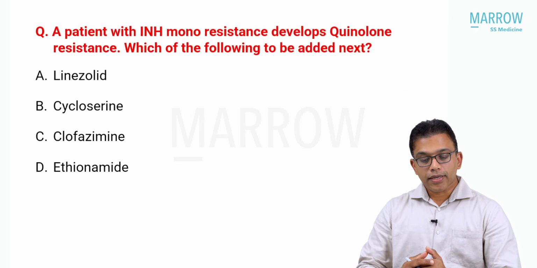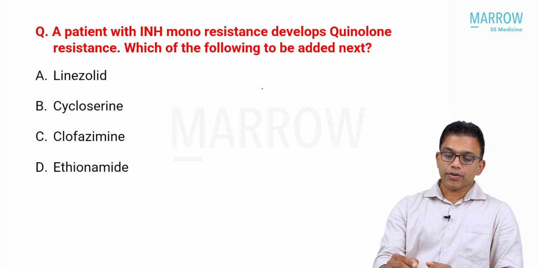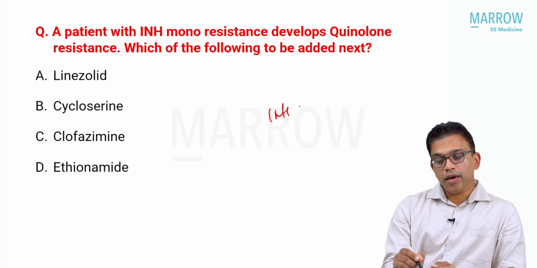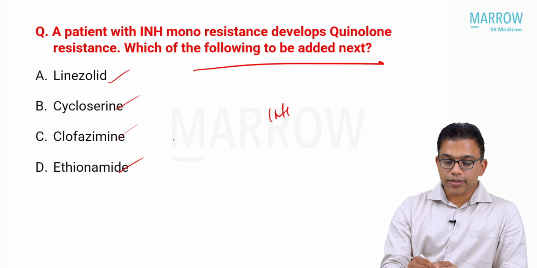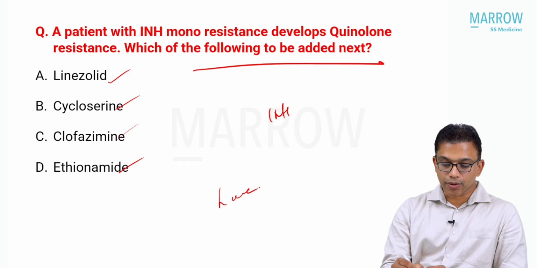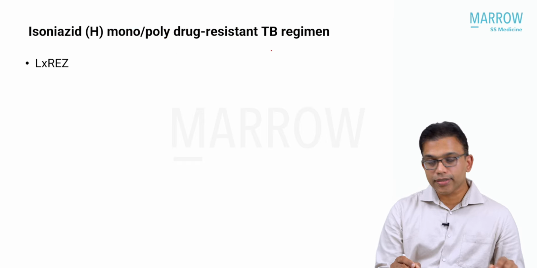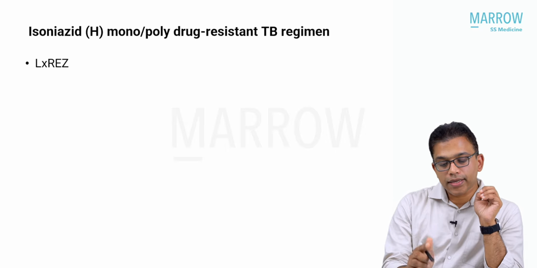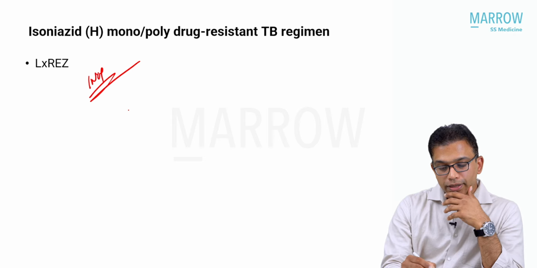Okay. So a patient with INH monoresistance develops quinolone resistance. It's a question about the INH mono or poly drug resistant regime. Which of the following is to be added next? Linezolid, cycloserine, clofazimine, ethionamide. The answer is linezolid. So the INH drug resistant TB regime. What is that regime? The particular TB bacilli is resistant to INH. So it is very easy to remember the regime.